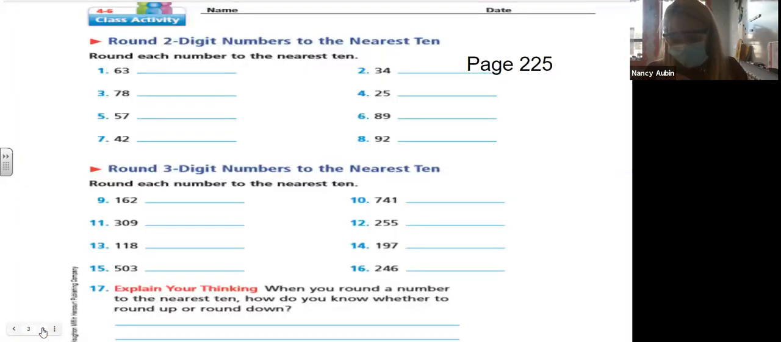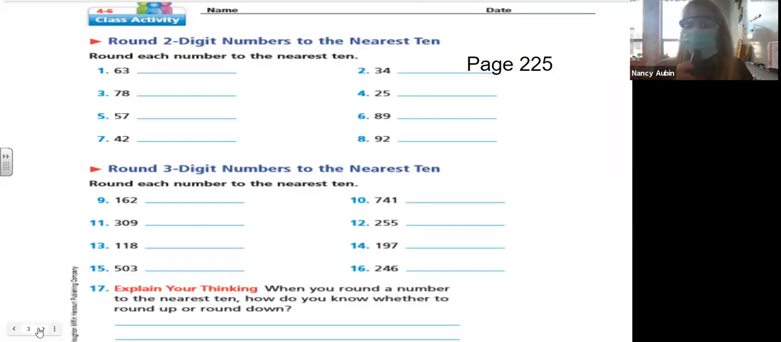All right, so we're going to jump right in. Go ahead and open up your math workbooks to page 225. I'm going to do just 2 problems with you, and then you are going to work on these on your own. We will then share out and see how we did. So once you turn to page 225, you'll see there's 3 sections to this page.